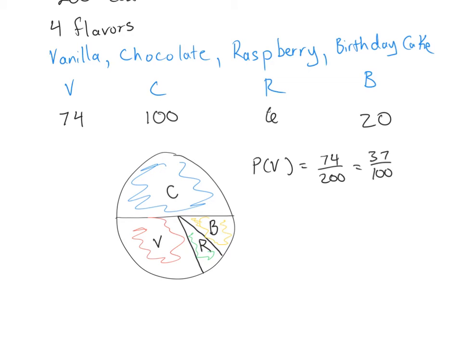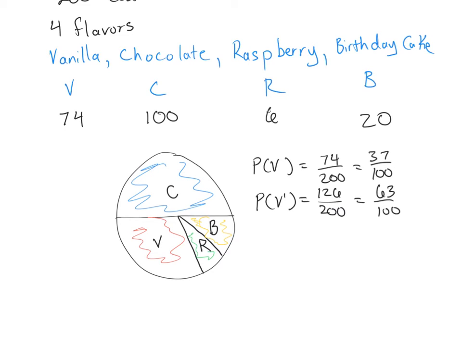Then another question we can ask: what is the probability that that person is not a vanilla person? We know the probability if we pick a vanilla person, so what if they're not a vanilla person? We take the difference between 200 and 74, that's 126 out of 200, and if we reduce that, it should be 63 over 100. So the probability is 63 out of 100 that the person is not going to be a vanilla person.